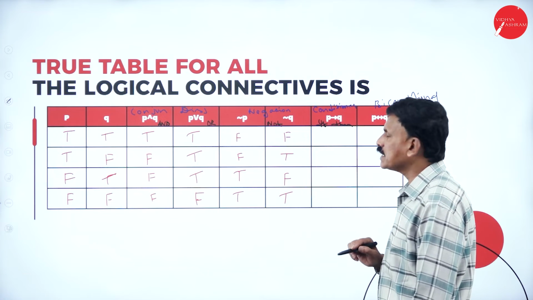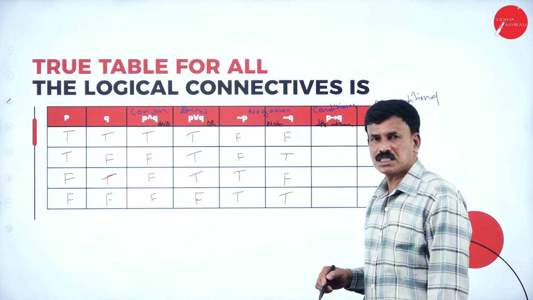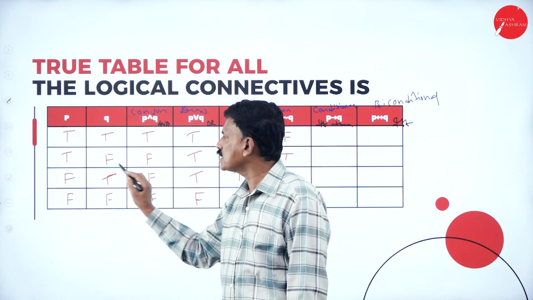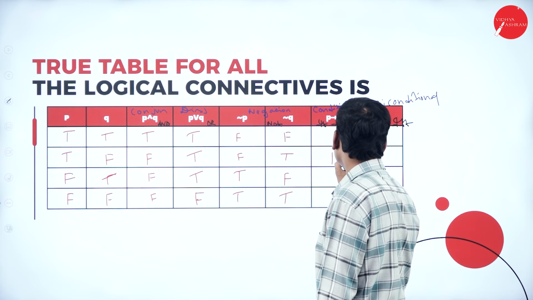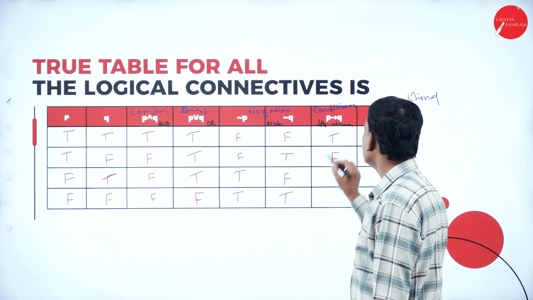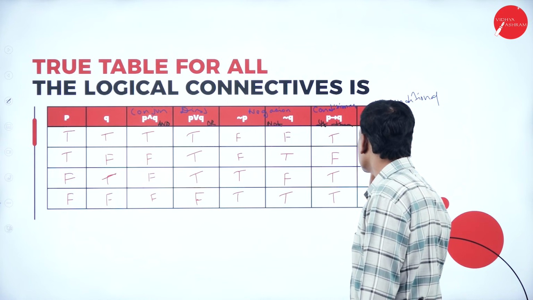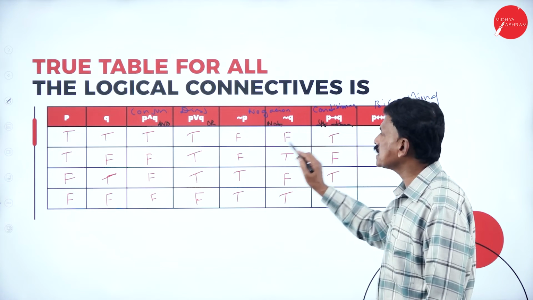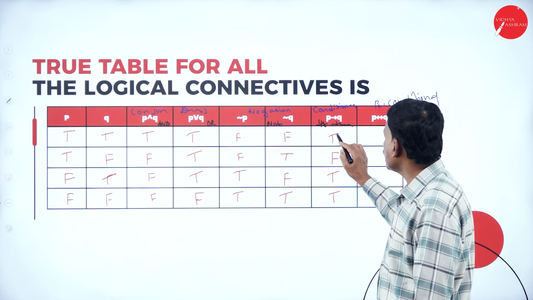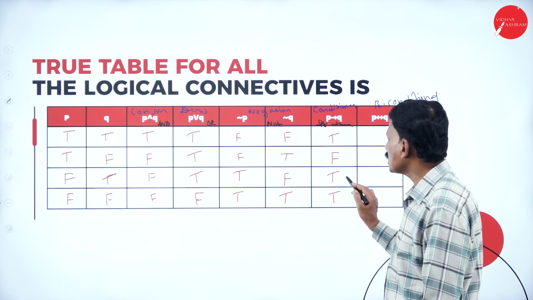Now, let us come to the conditional statement. What is conditional? If the first statement is true and the second statement is false, then it is false. True and false is false. In all other cases, it is true. True and true is true. False and true is also true. False and false is also true. This is very important. So, in the conditional statement, T and F is F. In other cases it is true.